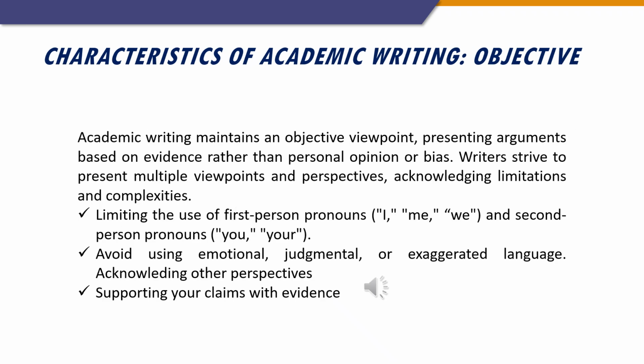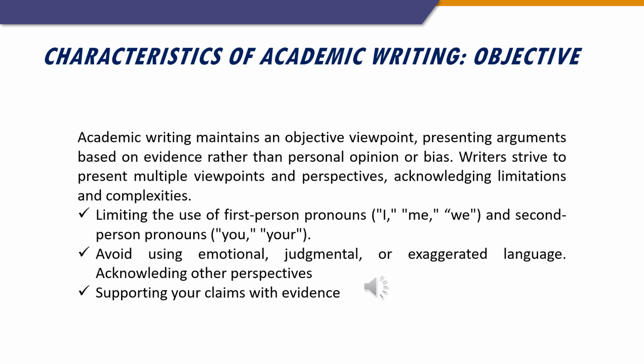And finally, we have objectivity. Academic writing maintains an objective tone. This means that it aims to present arguments based on evidence rather than personal opinions or biases. So when writers use the academic style, they try to be objective. They avoid expressing their own emotions and opinions and saying that this is just how I think. No, in academic writing, we just try to present multiple viewpoints, and then if we make any claim, we try to support it with evidence. This evidence can be factual information, research findings, examples from real life, etc.